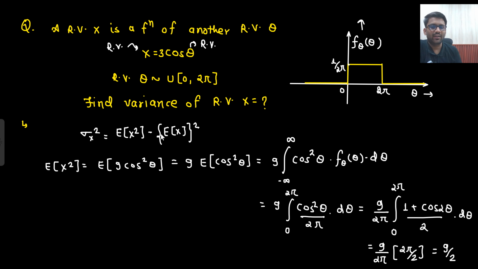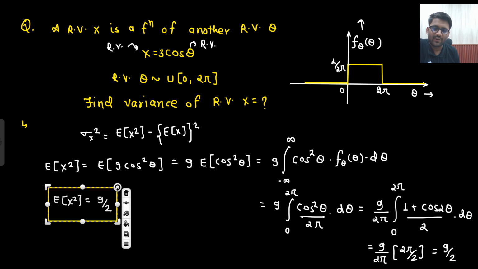Expectation of x square I needed to find. X is a function of cos theta. So 9 cos square theta, 9 goes outside. Cos square theta f theta of theta d theta I can write down because this is the function of theta now. Now f theta of theta I am already having, which is 1 by 2 pi between 0 to 2 pi. So I just need to integrate now. That integration I will get as 1 by 2 into 2 pi. So 9 by 2 is my answer. So expectation of x square is coming out to be 9 by 2.